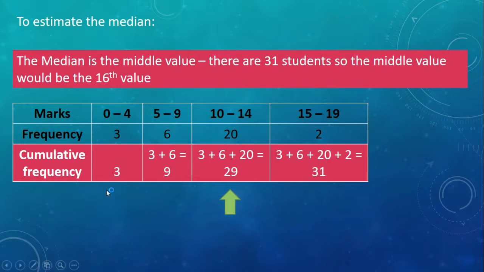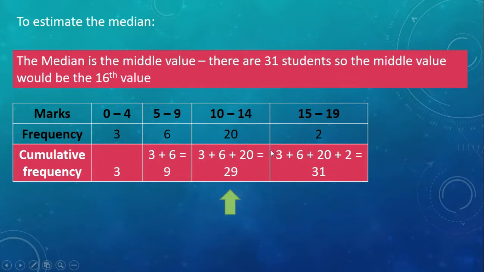And we work out the cumulative frequency, then we can work out where that 16th value would lie. So the cumulative frequency, the group 0 to 4 would be 3 students. Groups 5 to 9 would be the 3 from 0 to 4 plus the 6 from the 5 to 9 group. So the first 9 students would lie in the first 2 groups. Then we'd add our 20, so the first 29 students would lie in the first 3 groups.